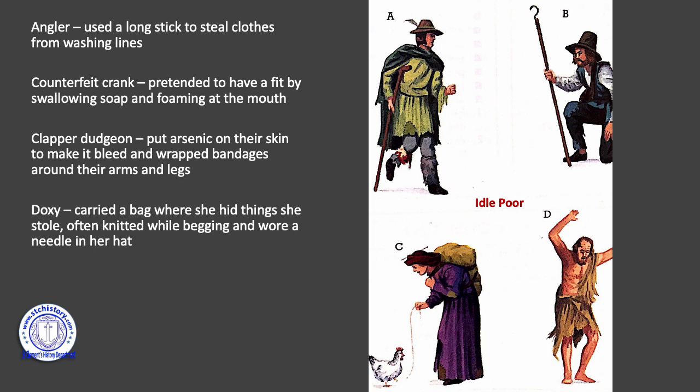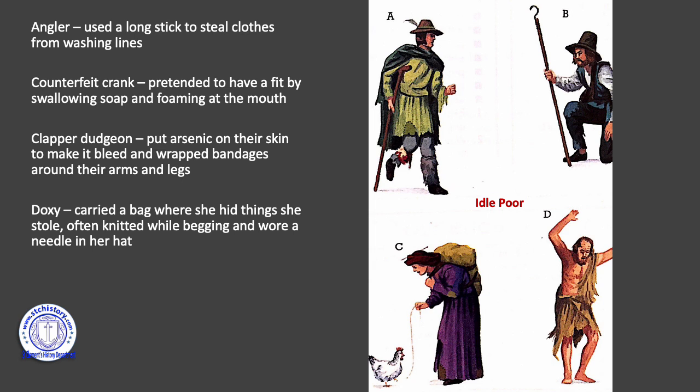So the anglers, they used a long stick to steal clothes from washing lines. The counterfeit crank pretended to have a fit by swallowing soap and foaming at the mouth. Obviously people ran around to try and help him. The clapperdudgeon put arsenic on their skin to make it bleed and wrapped bandages around their arms and legs to make them look really poorly, in the hope of getting some sympathy and hopefully some money.